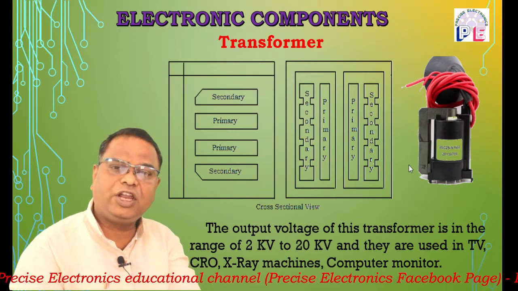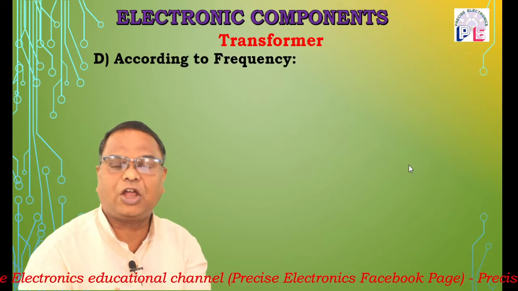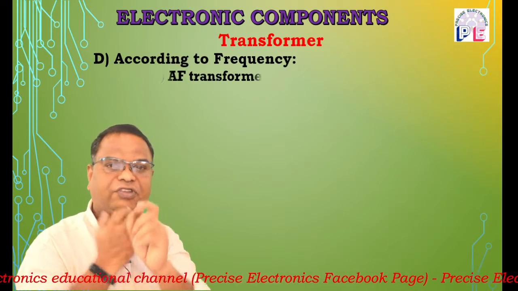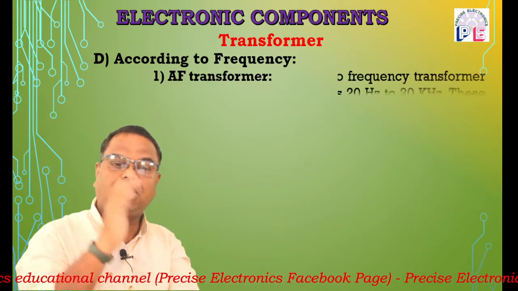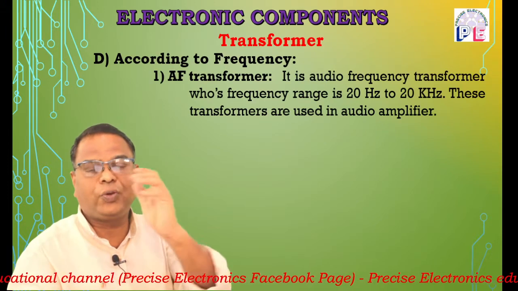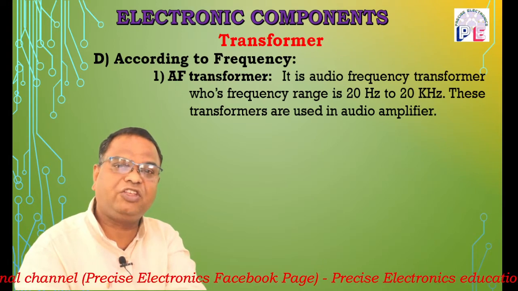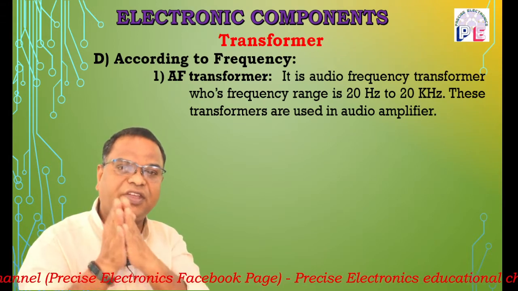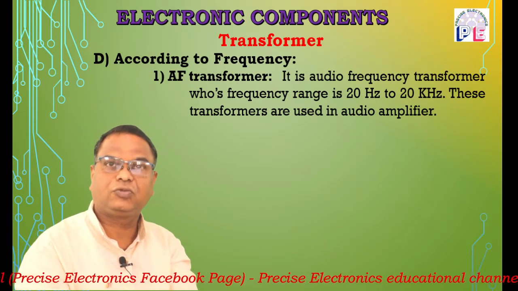Now friends, according to frequency, the types of transformers are, first, the AF transformer. What is AF? That is the audio frequency transformer, a transformer whose frequency range is 20 Hz to 20 kHz. This frequency range is known as the audio frequency. When the transformer is used in this frequency range, it is known as an audio frequency transformer.